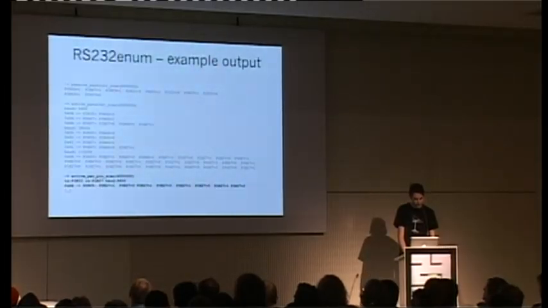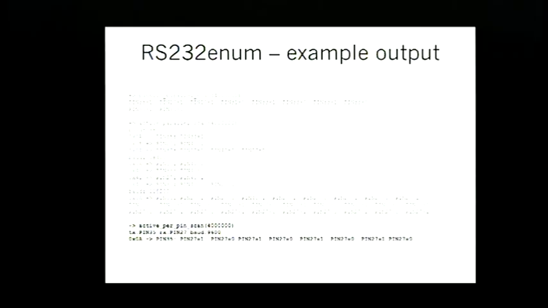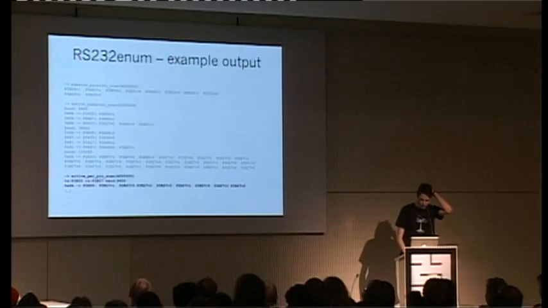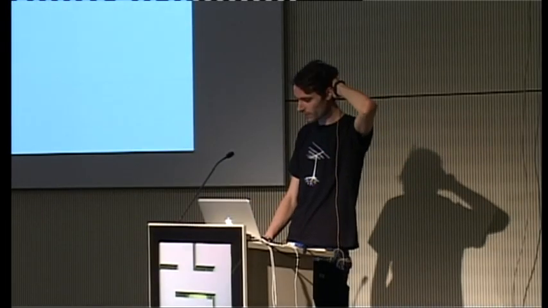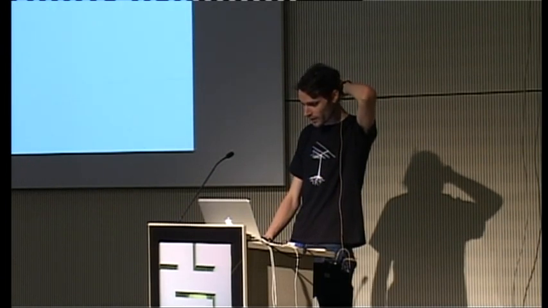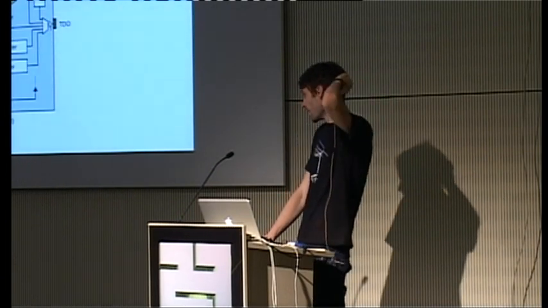It also does another scan, which is active per pin. As opposed to polling the RX pins in parallel, it selects one and polls each one individually for each combination. I'm not sure that's useful, but it might be good for debugging. So that's serial. Assuming you didn't get something interesting, and weren't able to get to the code or dump the firmware, you might move on to JTAG.